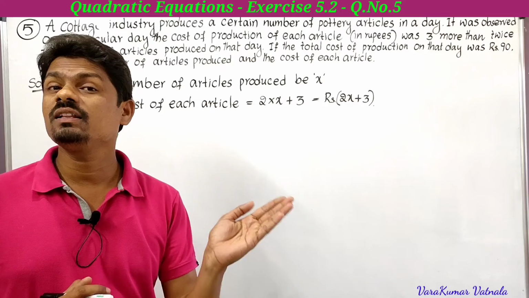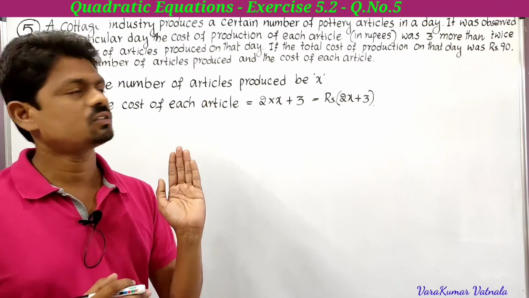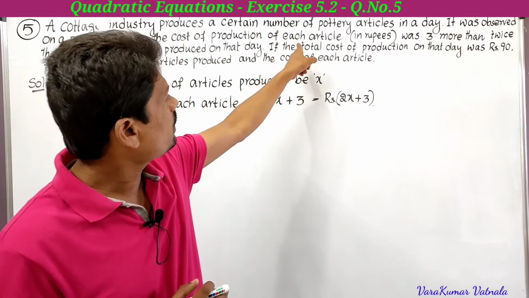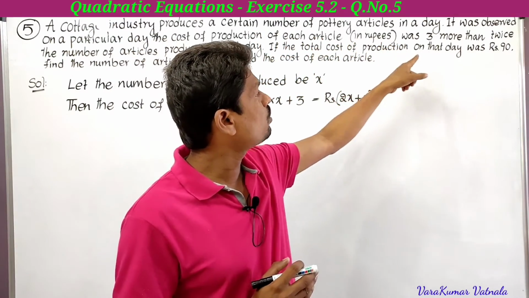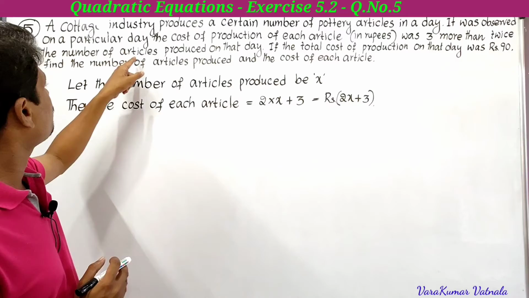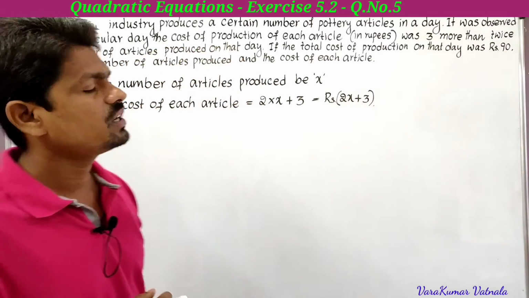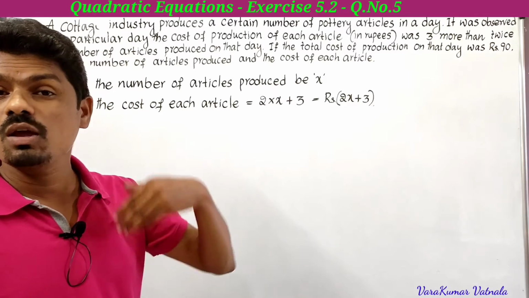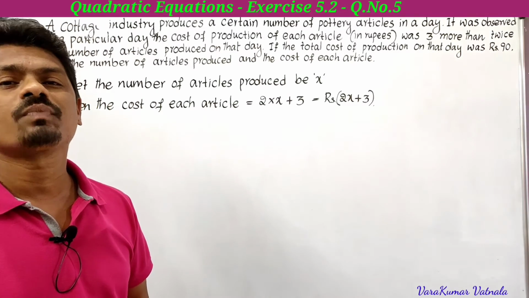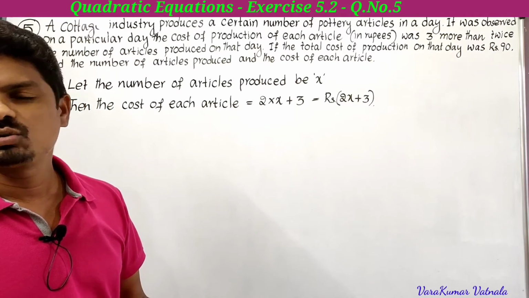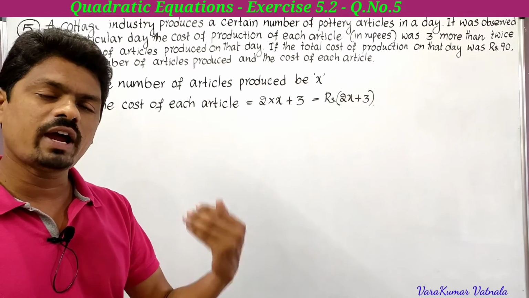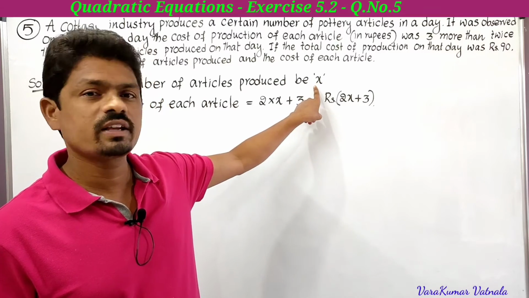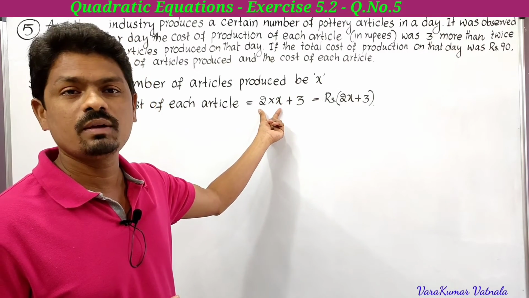So he is comparing the cost with the number of articles. So see here, the cost of each article is 3 more than twice the number of articles. So 3 more than means we have to add 3, twice the number of articles. So number of articles are X, twice means we have to multiply by 2.